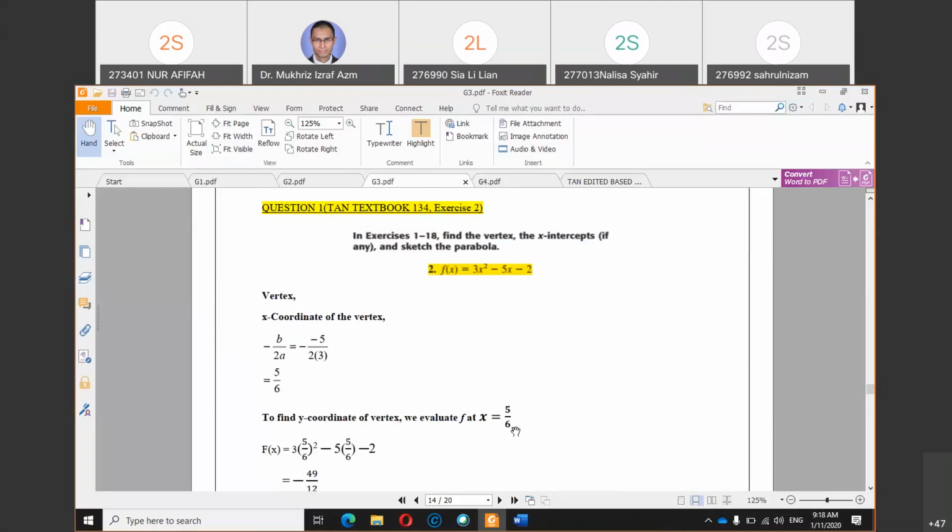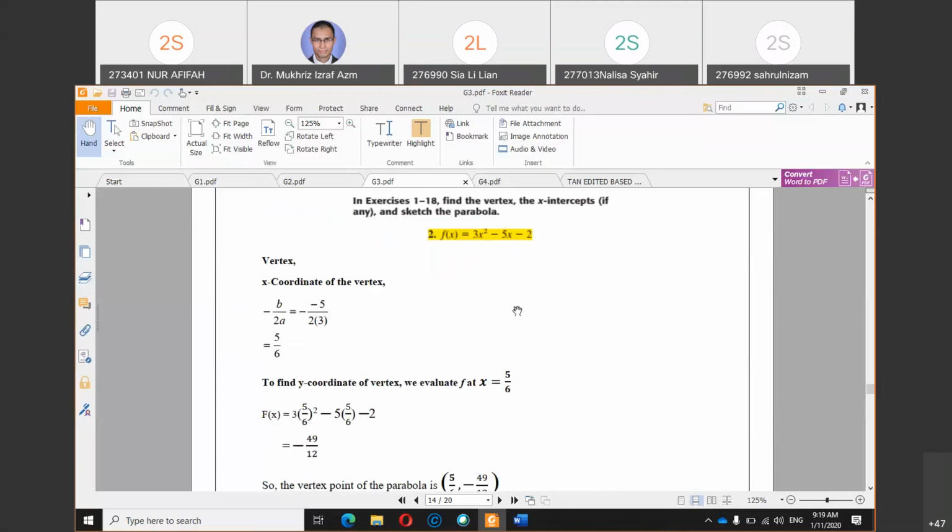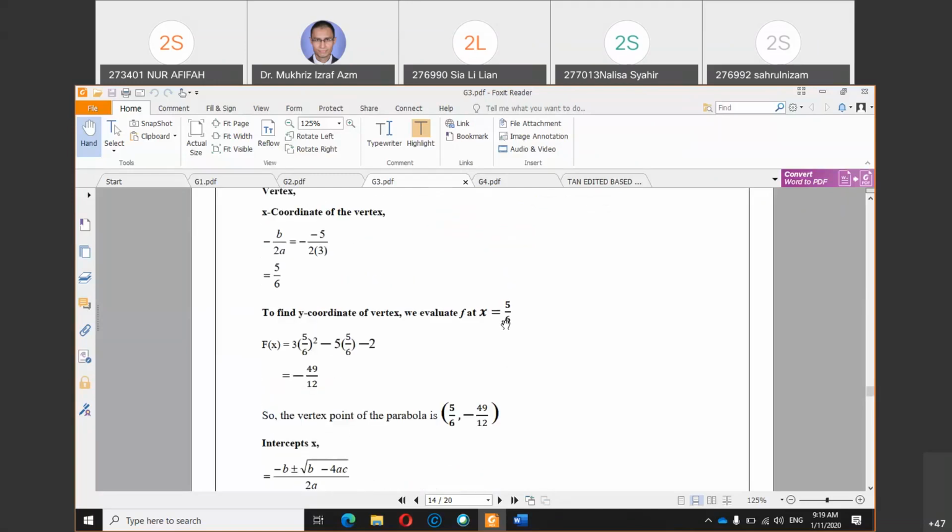Okay, so this example is about finding the vertex. What is the vertex? Vertex is like a maximum or minimum point. You need to find the x and y coordinates to get the vertex point. Here we can see that the function is a positive function, which is 3x squared minus 5x minus 2. So the vertex is a minimum, and that's why the graph looks like a U shape.